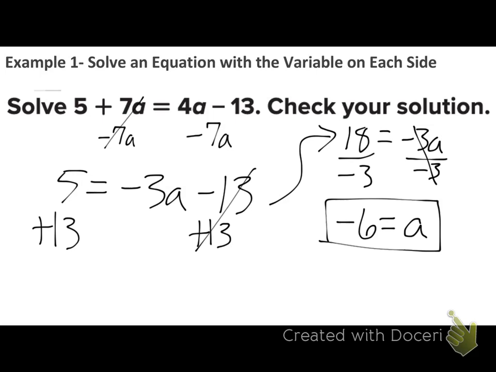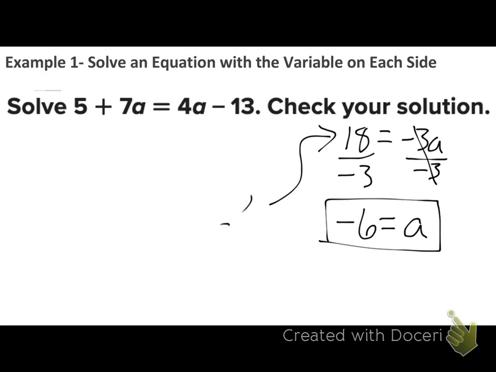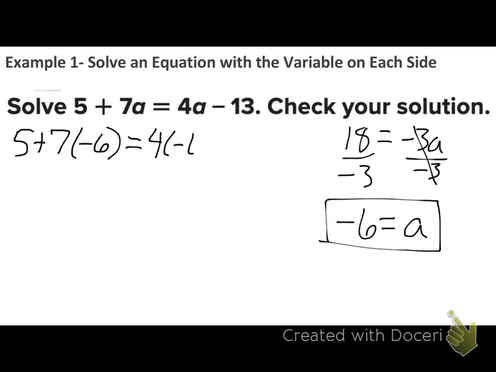Now, notice it tells me to check my solution. How do I check my solution? Plug it back in. Can I erase this work over here so I can check my solution? Plug it into my original problem. Anywhere I see an a, I'm going to replace it with negative 6. So I'll get 5 plus 7 times negative 6 equals 4 times negative 6 minus 13.